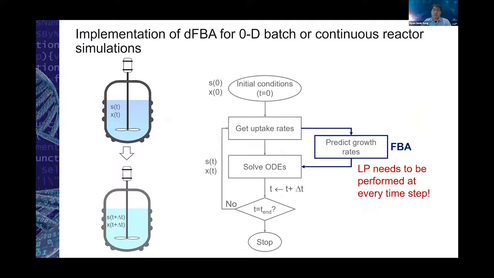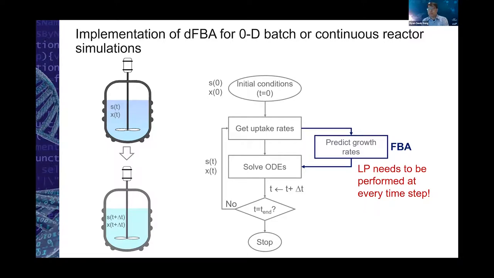to simulate a DFBA model. Of course, we have to specify the initial concentration of substrate and biomass. Then based on the kinetics, that is the uptake rate of substrate, you get the uptake rate and use it as a constraint in the LP, FBA, and then run FBA to predict the growth rate or all other fluxes in the network. This output is input to the ordinary differential equations. And then you just repeat the cycle until your batch time reaches the pre-specified ending time.